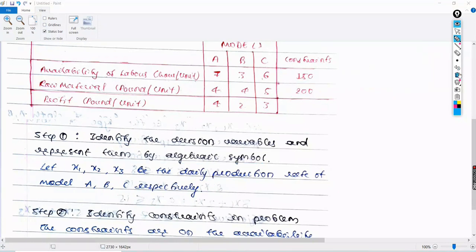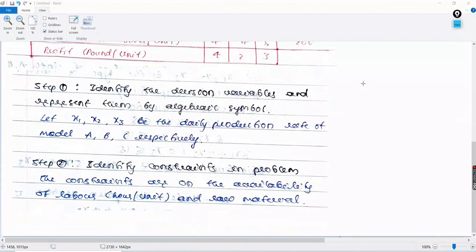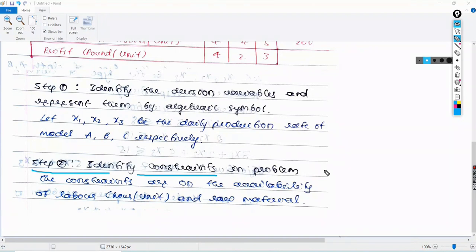Copy this. Next, what is the constraint in this problem? How we use the labor and how we use the raw material is the constraint. That is your second step: identify the constraints in the problem. The constraints are on the availability of labor hours per unit and the raw material pounds per unit.